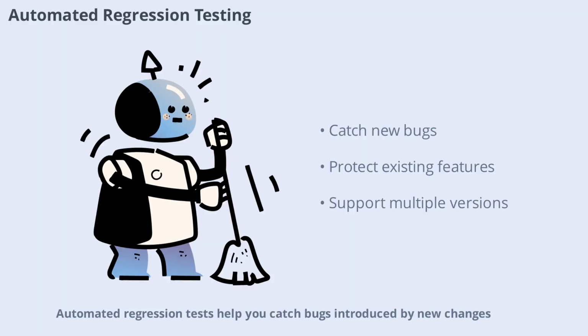Automated regression tests help you catch bugs introduced by new changes. Run these tests on every code update to ensure that existing features continue to work as expected. This is especially important when supporting multiple app versions.